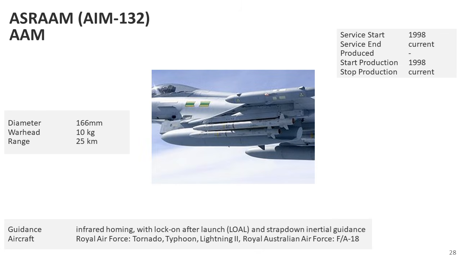The Advanced Short-Range Air-to-Air Missile, also known by its United States identifier AIM-132, is an imaging infrared homing air-to-air missile produced by MBDA that is designed to dominate the within visual range combat mission. It's currently in service with the Royal Air Force and Royal Australian Air Force, replacing the AIM-9 Sidewinder.